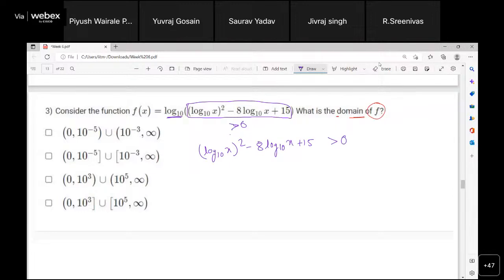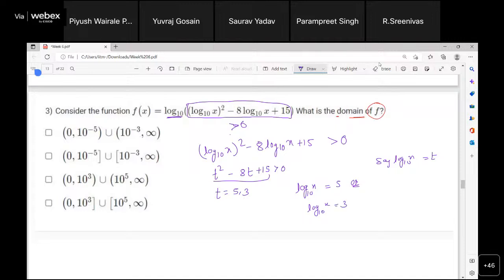Now I need to solve this particular expression. I can simply say that log of x to the base 10 is equal to t, right? So it will be t square minus 8t plus 15 greater than or equal to 0. So what are the roots of this expression? 5 and 3. That is, when t equals 5 and 3, right? But my t is log of x to the base 10. So log of x to the base 10 equals 5, or log of x to the base 10 equals 3.